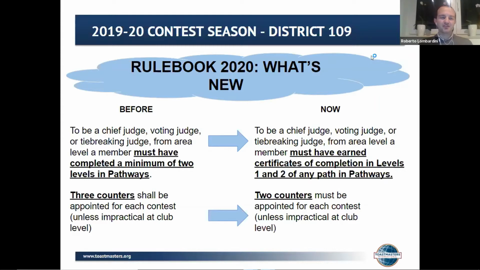And also they changed this one, the last one: 3 counters for each contest. Now maybe they noticed that 3 counters were too much. It was difficult to find them. So now 2 counters must be appointed for each contest. So you can save 1 counter. Unless in practice at club level. At club level, we will see later, the numbers of judges, counters, and timers are less in practice. So if you can't find 2 counters, even 1 is fine at club level.